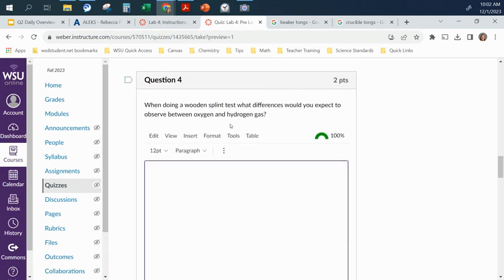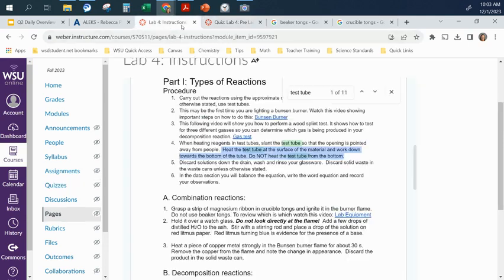Number 4, when doing a wooden splint test, what differences would you expect to observe between oxygen and hydrogen gas? So a wooden splint test is you have your test tube and you stick a glowing splint into the test tube and you see if the gas inside is reactive to the little flaming stick. Does anyone know if oxygen or hydrogen are flammable? Hydrogen is flammable. Oxygen is also flammable. So we need to figure out how they burn differently, because you should be able to tell if it's hydrogen or oxygen based on this wooden stick test.